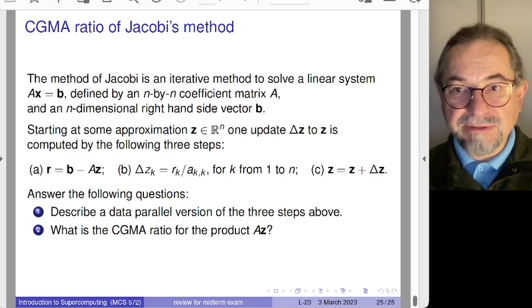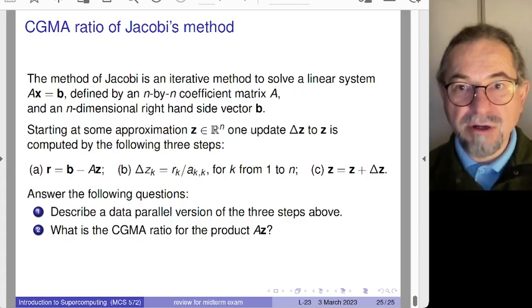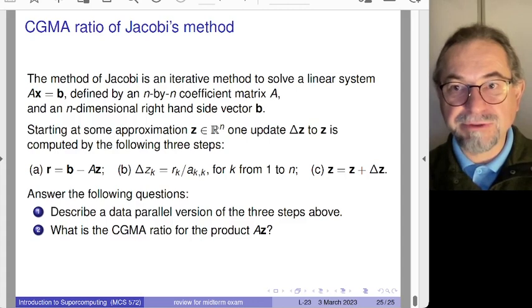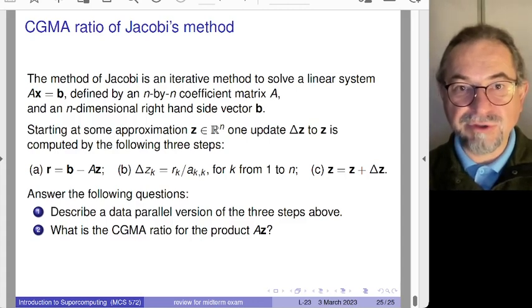So I hope that this review somewhat prepares for the upcoming midterm and also gives somehow a review of some of the most important problems and concepts we considered in this course thus far.